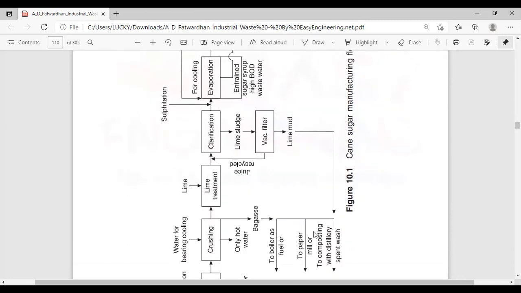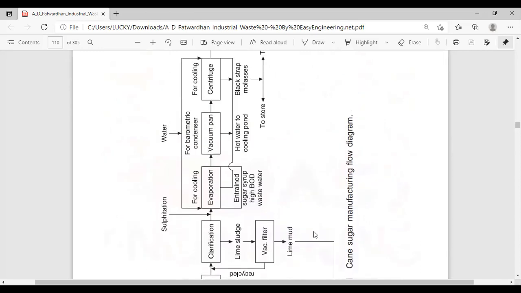Lime treatment and clarification. Next, clarification to lime sludge to vacuum filter, and again vacuum filter to clarification, or lime mud to mill or to composting with distillery spent wash. Sulfitation.